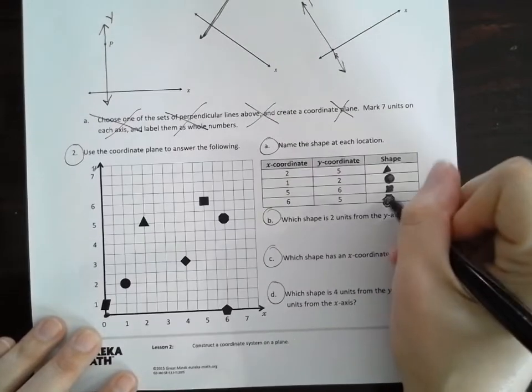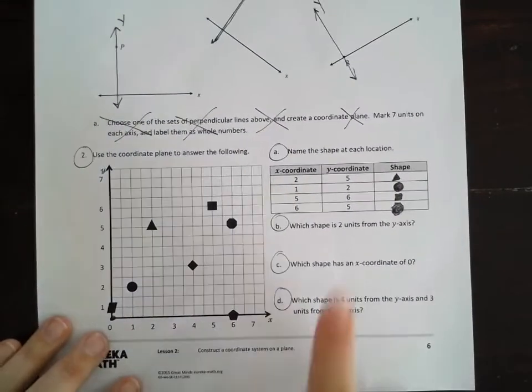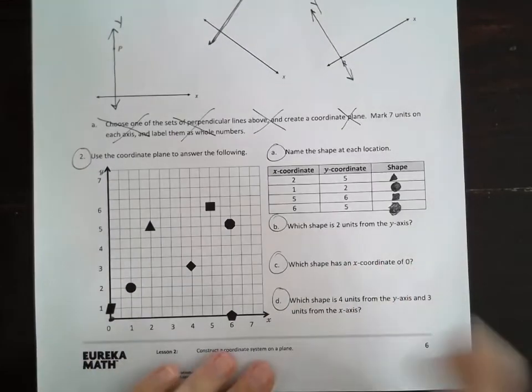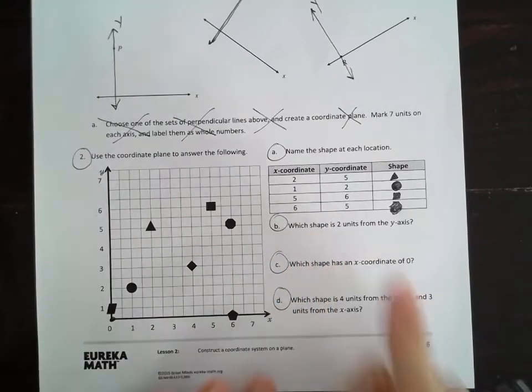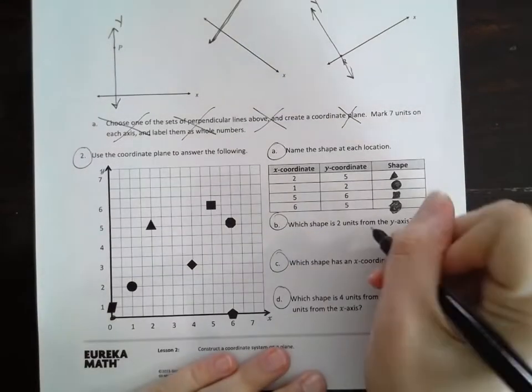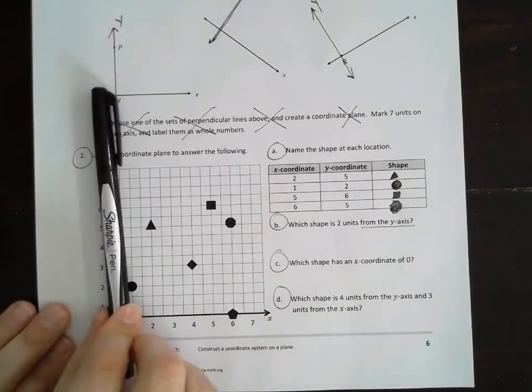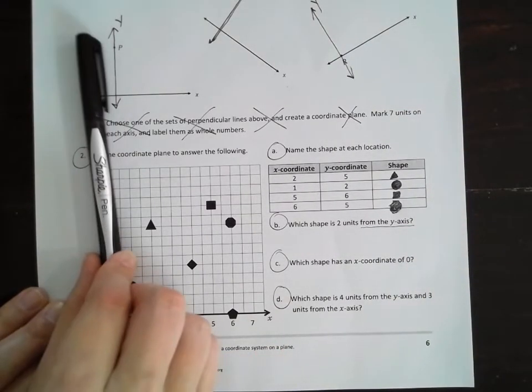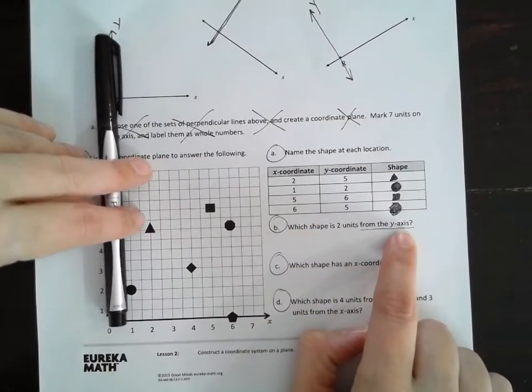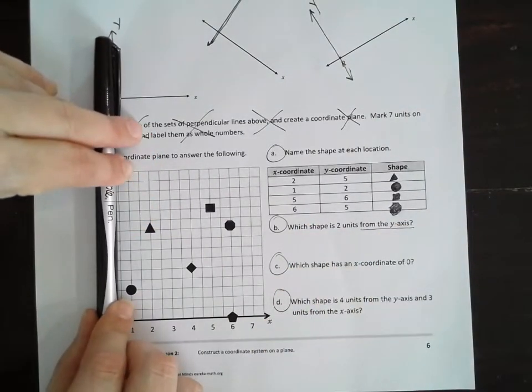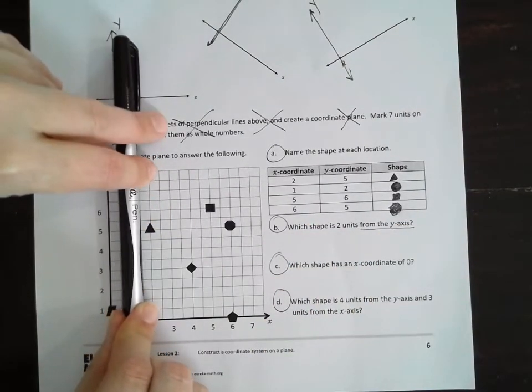Okay, good job, guys. Now, a few more questions here. B says, which shape is 2 units from the y-axis? When you see this, from the y, I want you to lay your pencil on the y. It says from the y-axis. I want you to lay your pencil down and go from the y 2 units.